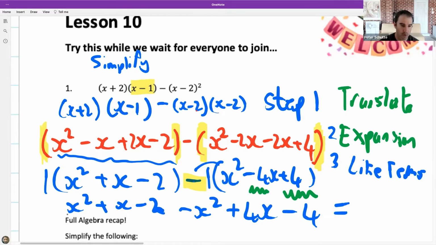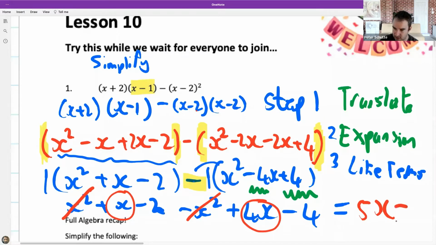Okay. So x squared minus x squared is nothing. And then I've got to collect. What's an x plus 4x is 5x. And then I've got minus 2 minus 4, which is minus 6. So you get 5x minus 6.